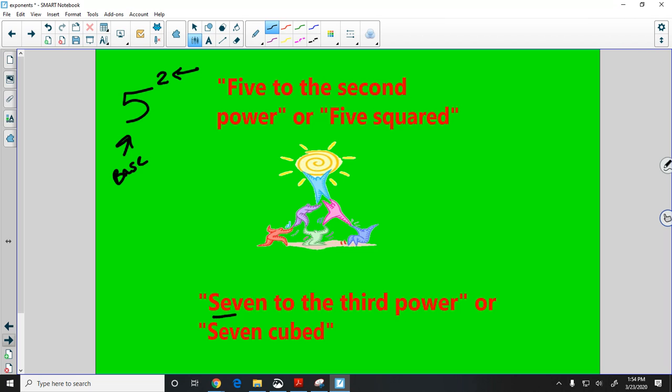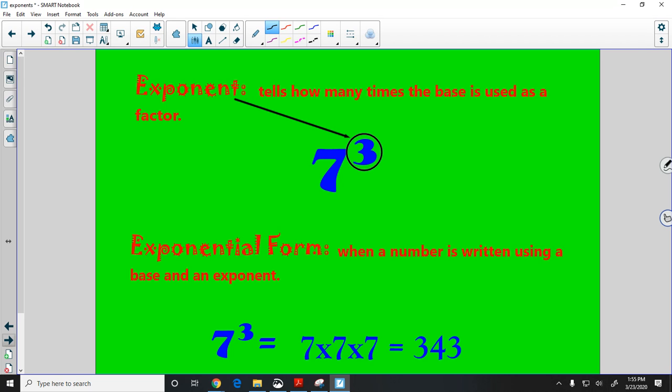Here we have 7 to the 3rd power, or what we call cubed. Squared and cubed are the only fancy names we have. Now if I have 6 to the 7th power, it's called 6 to the 7th power. But what does that mean? What does it represent? The exponent tells us how many times the base is used as a factor.